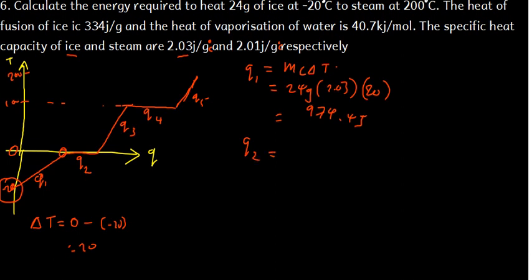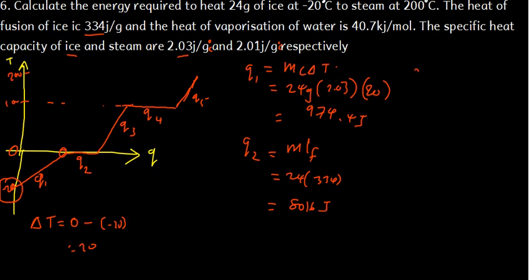What of Q2? Now, what is happening is there is a change of state. Whenever there is a change of state, what is involved is latent heat. Now here it is latent heat of fusion. When we want to convert a solid to a liquid, it is latent heat of fusion, which is given by m times Lf. Lf is representing latent heat of fusion. So the mass is not changing, it's still 24. Now the latent heat of fusion of ice is 334. So if we multiply this, we are going to get 8016 joules.